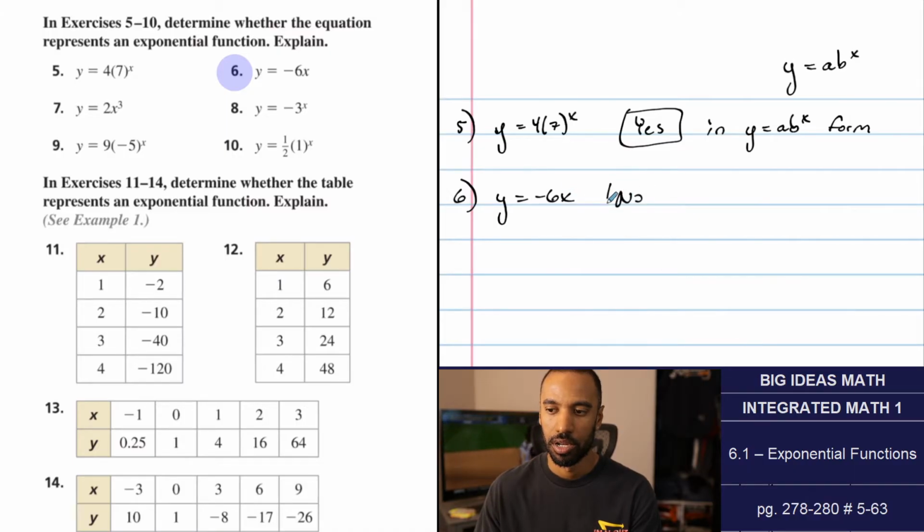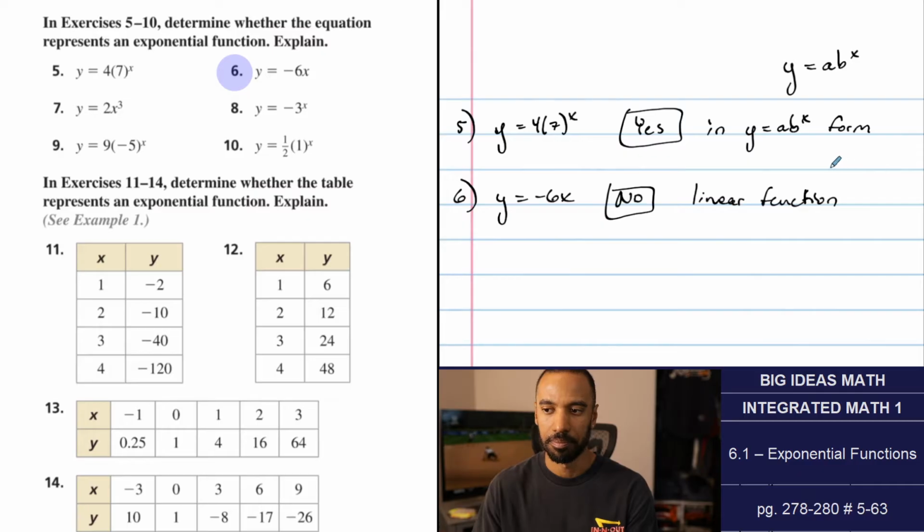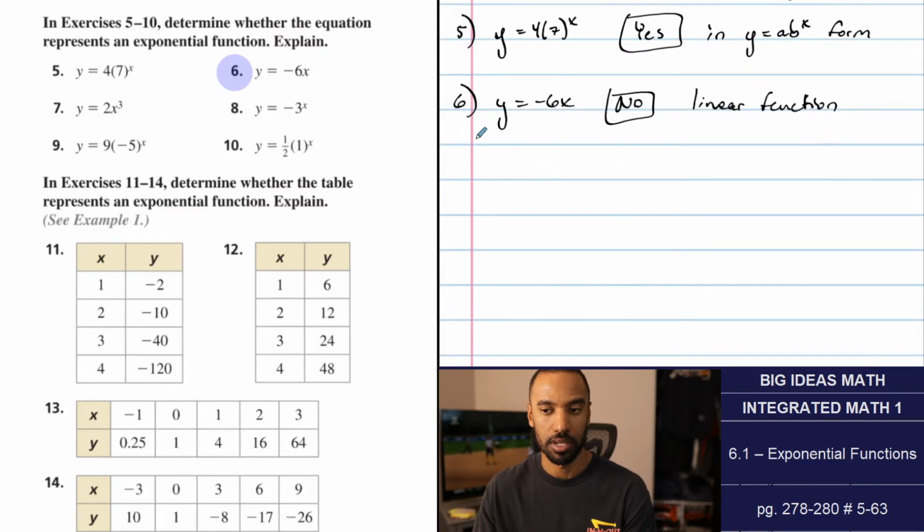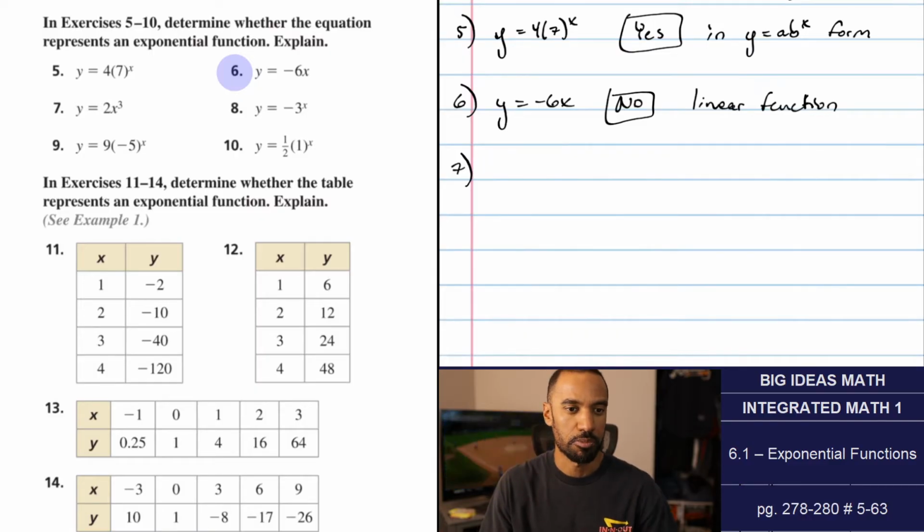No. Linear function, and don't forget how those work, right? Don't forget the old stuff while you learn the new stuff, which is a lot. Exponentials are nonlinear, and the variable is in the exponent. This one, the variable is in the exponent. This one does not have a variable in the exponent.